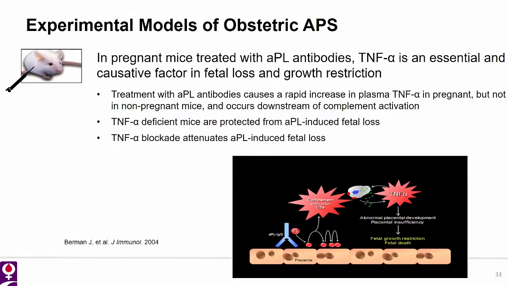So it turns out that in the animal model we knew that TNF was an essential and causative factor in fetal loss and growth restriction, and the treatment with these TNF antibodies, which were available in the early days of the animal models, this goes back to 2003, 4, 5, we knew that that would abrogate or rescue the pregnancies. We knew that TNF alpha deficient mice were protected in the passive immunization model, and we knew that TNF alpha blockade would attenuate the losses. So we thought that would be something of an idea.